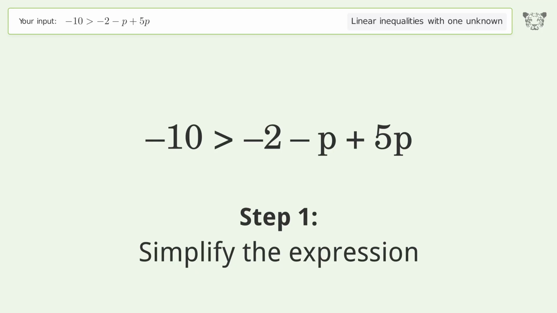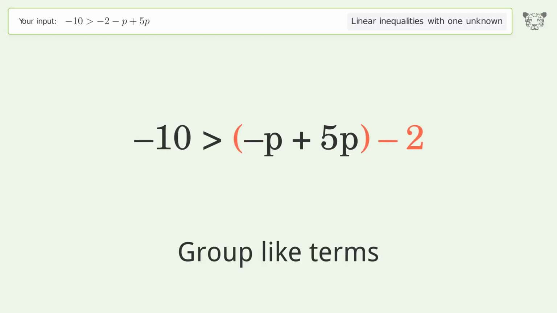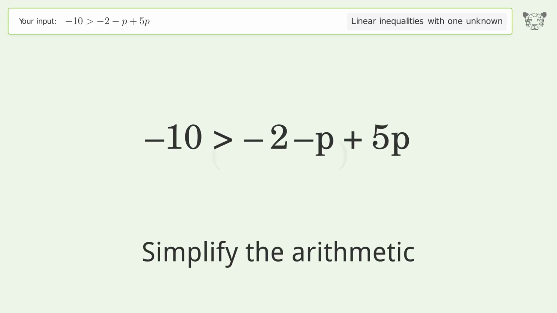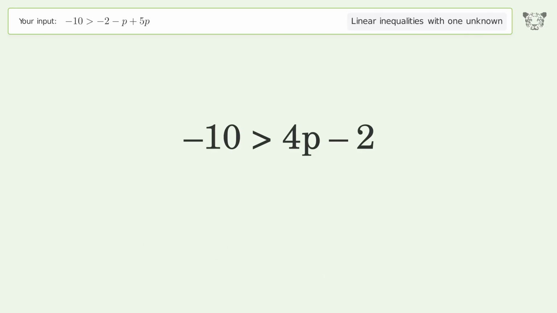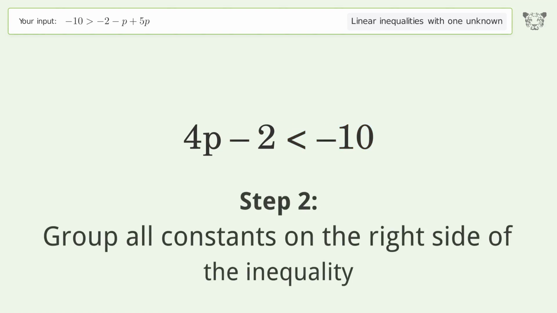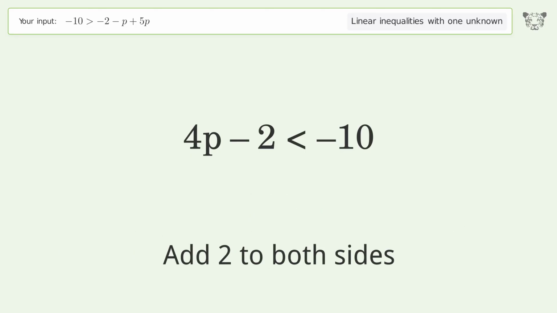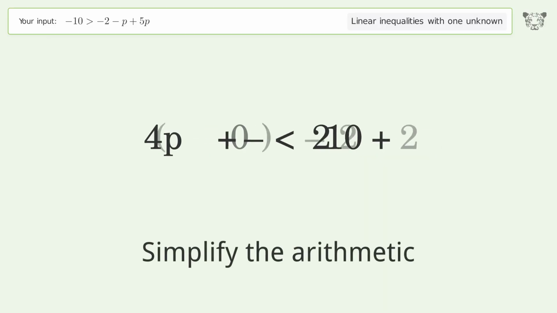Simplify the expression. Group like terms. Simplify the arithmetic. Swap sides. Group all constants on the right side of the inequality. Add 2 to both sides. Simplify the arithmetic.